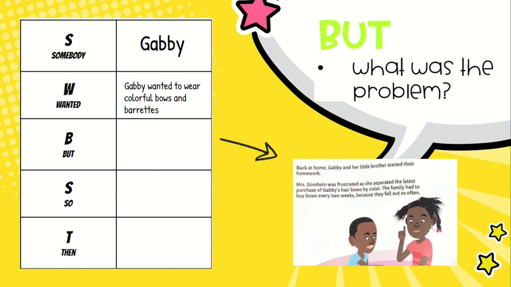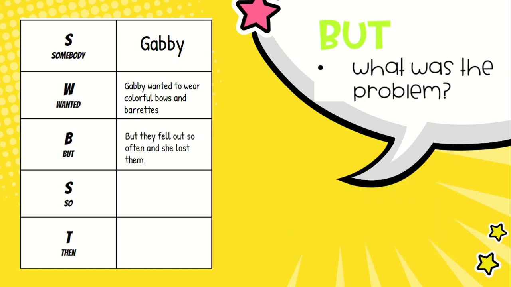Gabby's mom said they have to buy bows every 2 weeks because they fall out so often. So let's add, but they fell out so often and she lost them. If they had to keep buying them, then she must be losing them pretty often too. Let's keep reading to get some more information to fill out the rest of our graphic organizer.